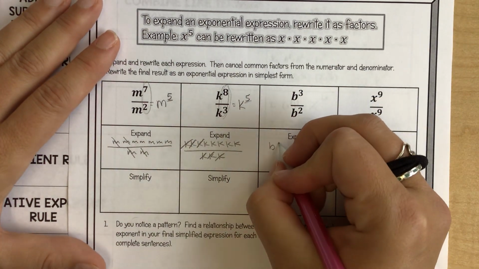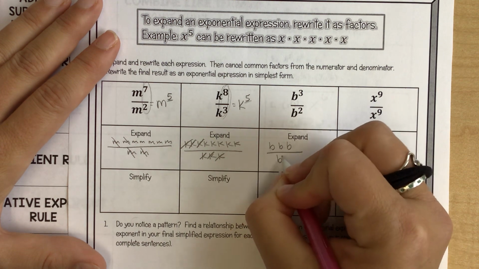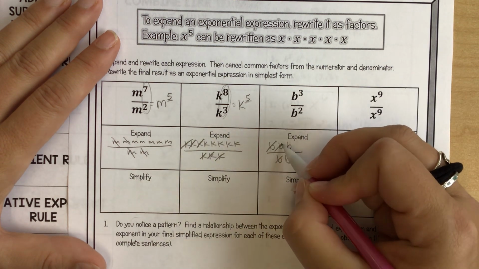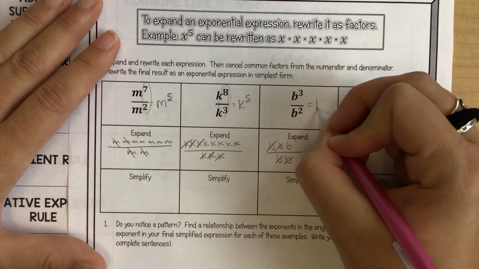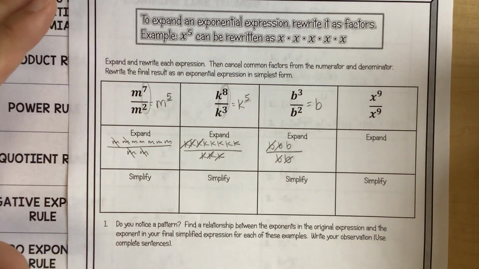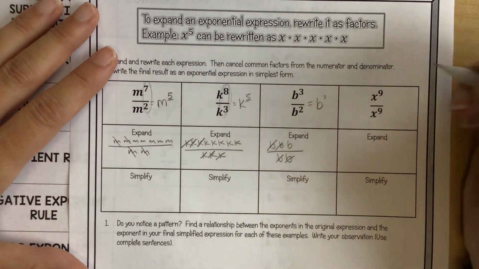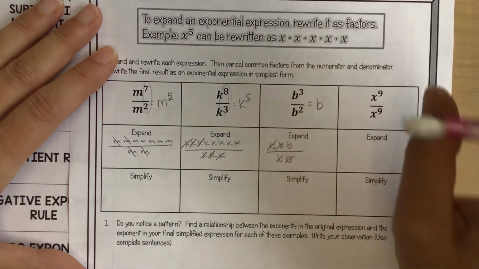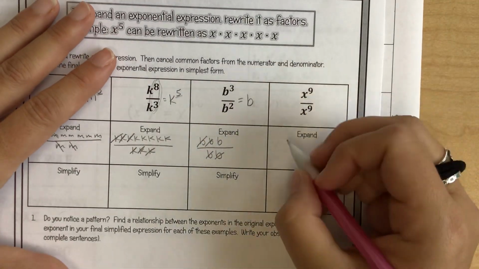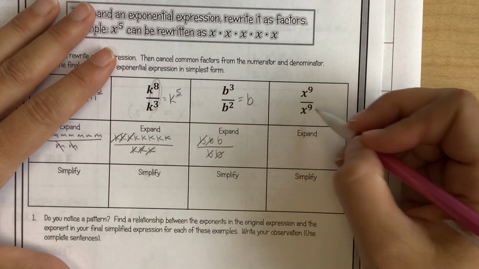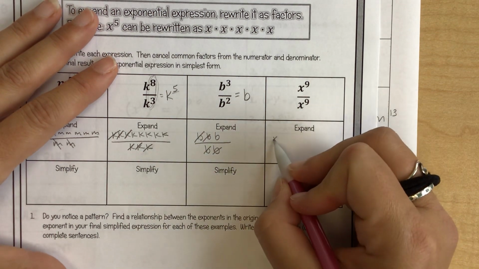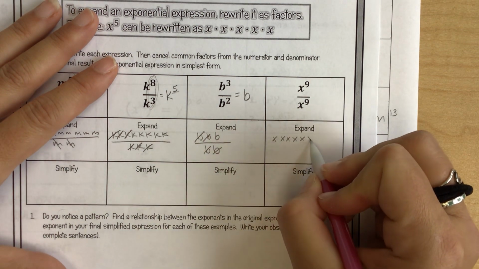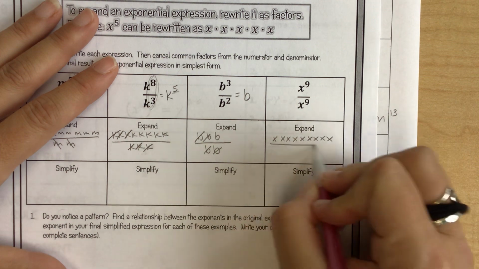So I have 1, 2, 3 b's and 2 b's. I'm going to cancel, cancel, cancel, cancel. I'm left with, this is just b, or b to the 1st, right? But we don't have to write the 1. It's not necessary. All right, and then here, what happens here? It's the same number, right? Sorry, I gotta write these all out.